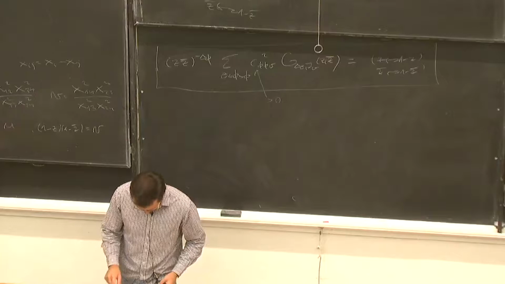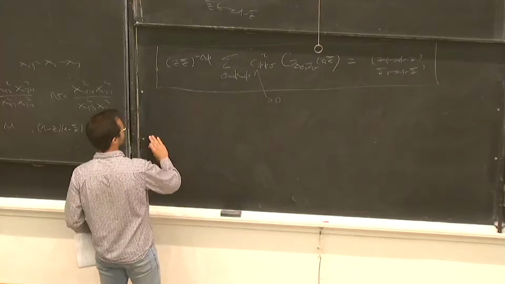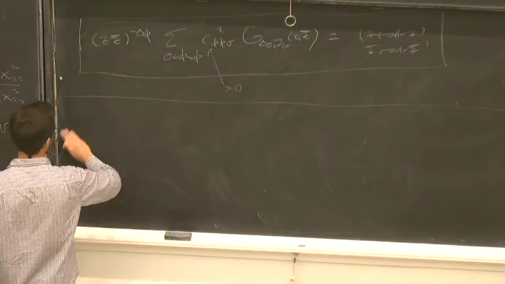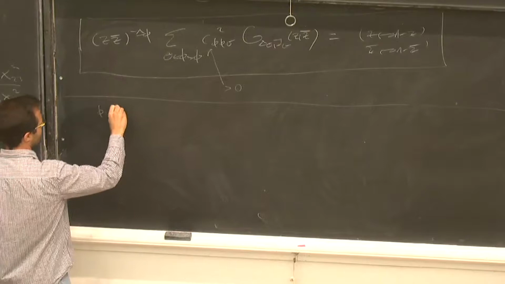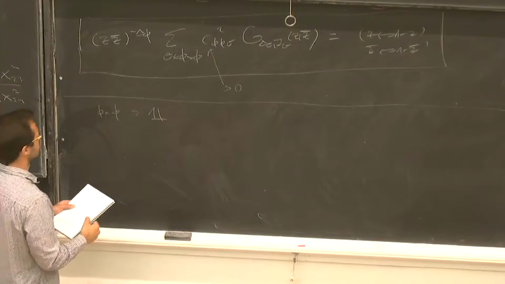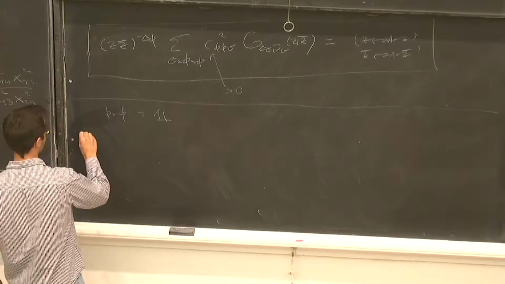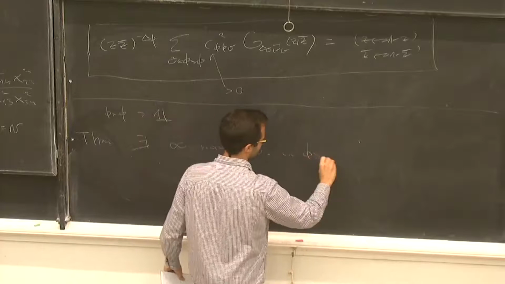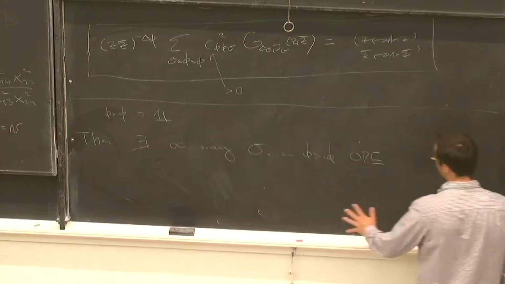So just to illustrate very simply some constraining power of this equation, let me show that these sums must actually include infinitely many operators. It's not very hard to see that the phi phi OPE contains the identity operator. That's just because the two-point function is non-vanishing. We can call it a little theorem: there are infinitely many O's in the phi phi OPE, assuming there is identity in the OPE.